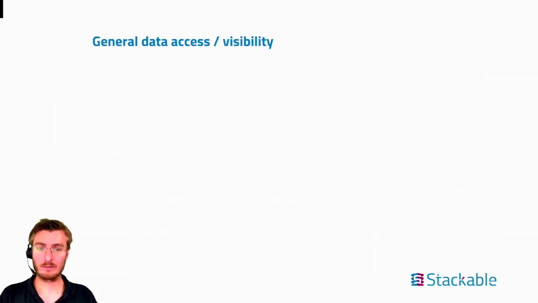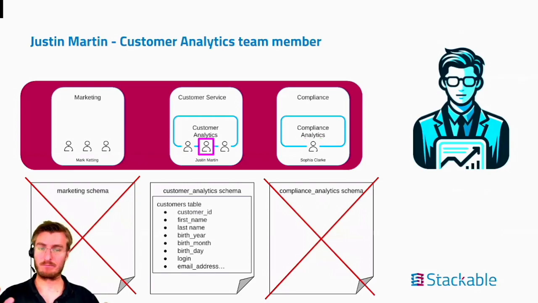First of all, what we're going to do is look at general data access and visibility, which is the simplest form of providing ACLs on this. Basically, Justin Martin is part of the customer service department, so he's able to see the customer analytics schema. He's not able to see the marketing schema. He's also not able to access the compliance analytics schema.